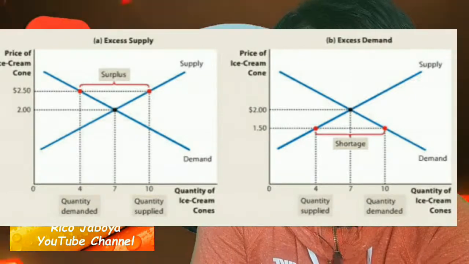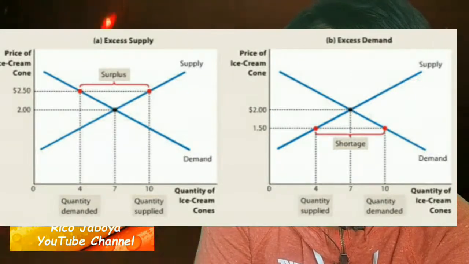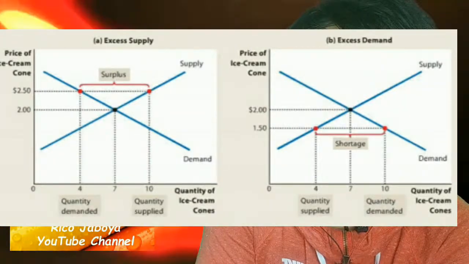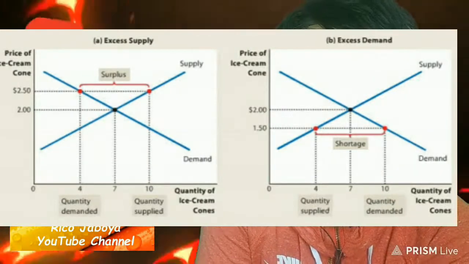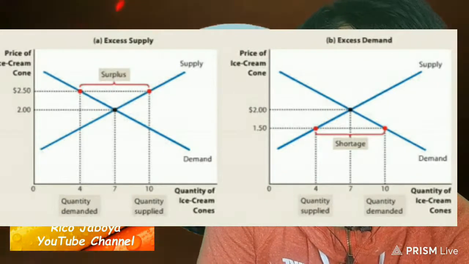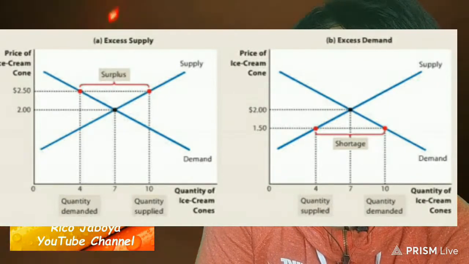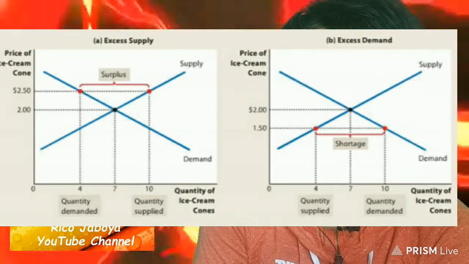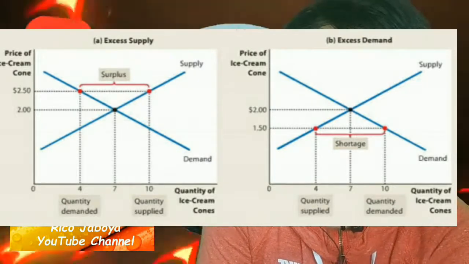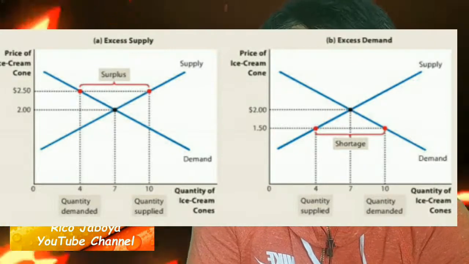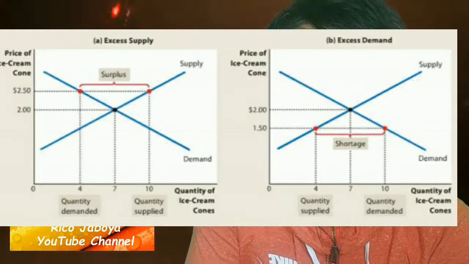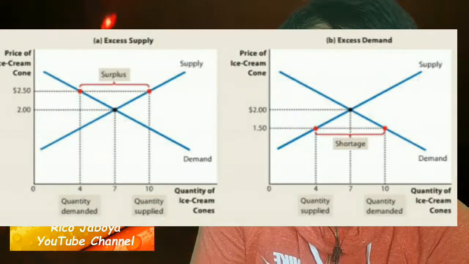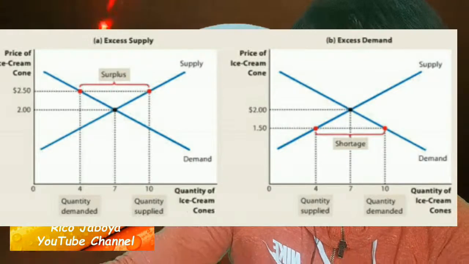Ngayon, ang nangyari dito, itinaas kasi yung presyo. The price was increased to 250. So, ngayon, 4 na lang ang kayang bilihin na quantity ng mga tao. But, ang sinusupply ng seller ay 10. No? It is indicated by looking at the red bracket, no? Surplus. Alright? So, that's what we meant by it.